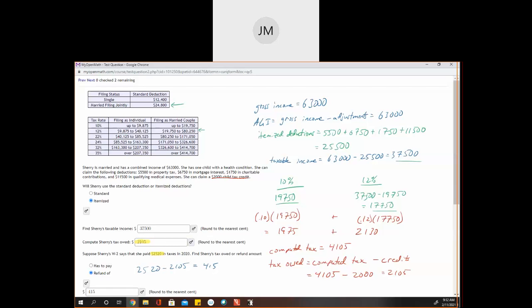All right, any questions so far? We're not done with the whole problem yet, but that's the computing tax part, and then we'll go on to the percentages part.